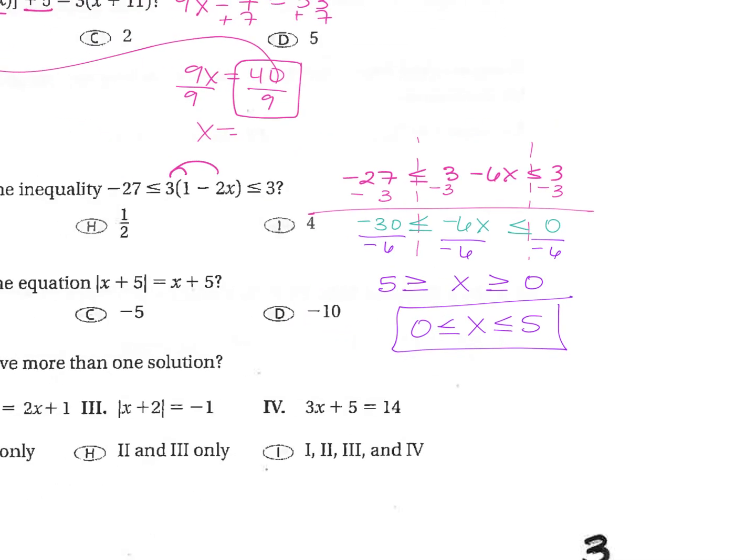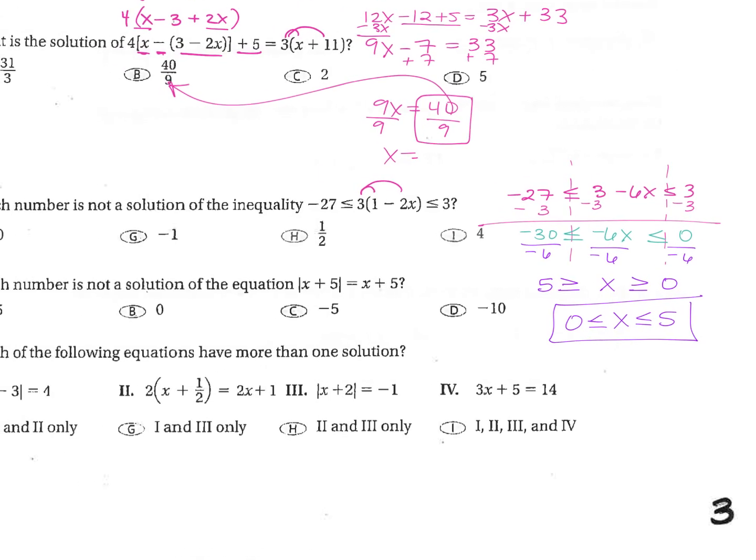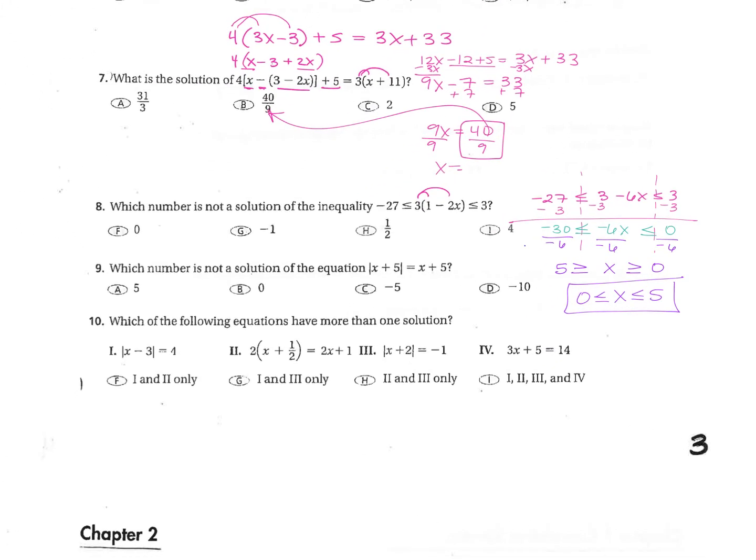So if you look at your options here, which of these 4 does not meet that qualification? A negative 1. Yep. What else?